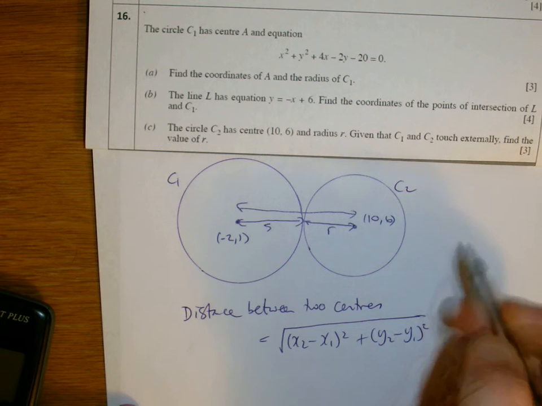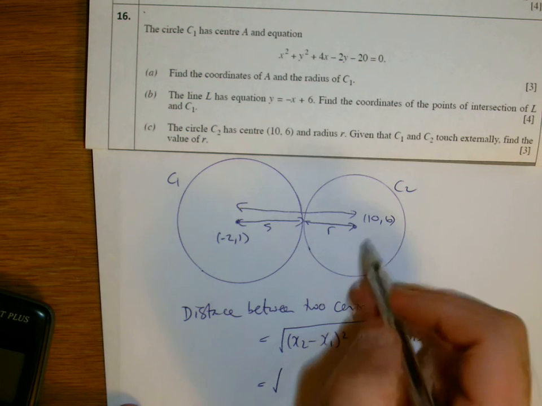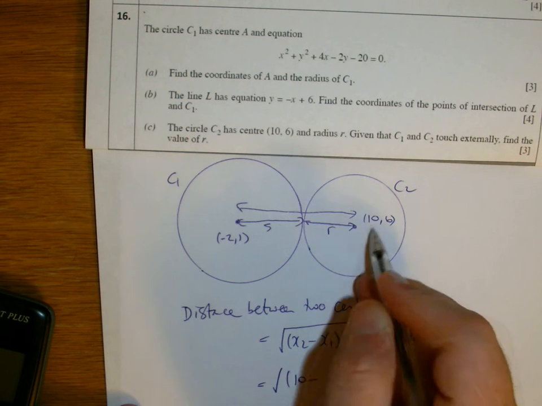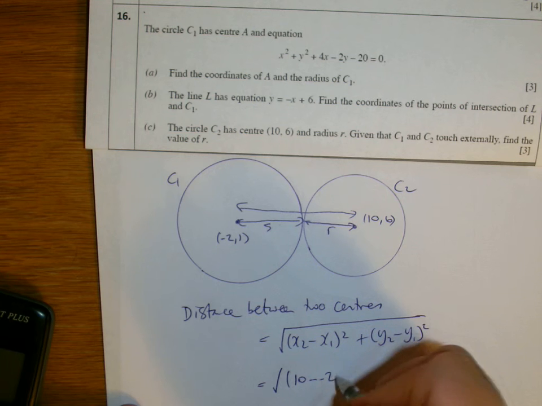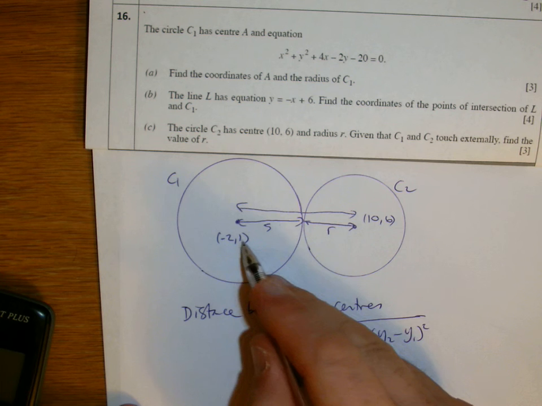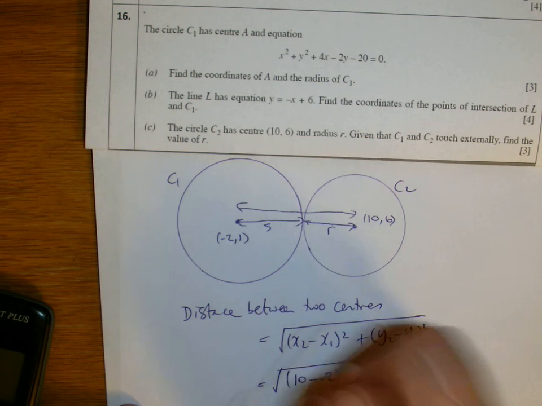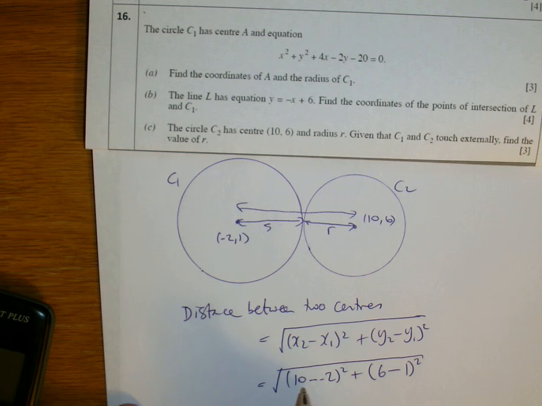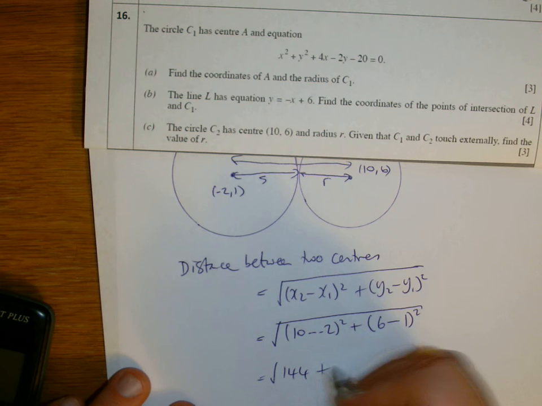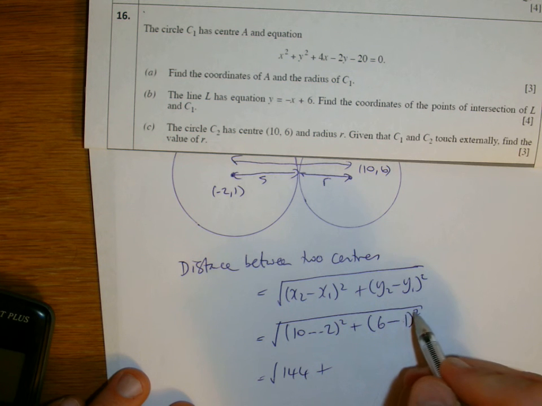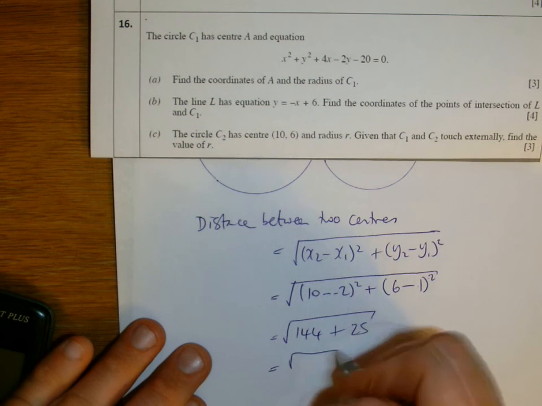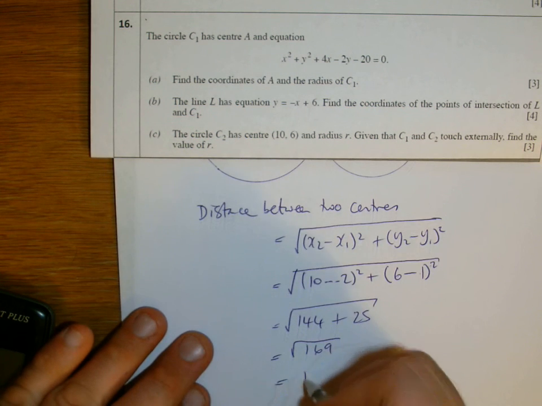So we'll choose maybe this to be x2, y2, because it's circle 2, it doesn't matter really. So you've got 10 for x there, minus 2 for x here, and then your y2 will be 6 here, minus 1 for your y1. So that will be 10 minus minus 2 is 12, so that's 144. 6 minus 1 is 5, squared is 25, so this will be the square root then of 169, and if you know your square roots, that comes out to be 13.